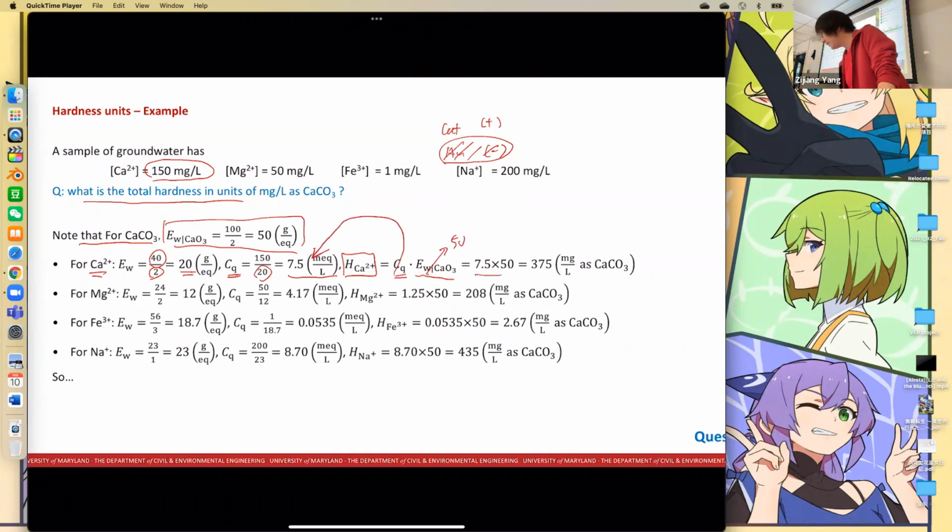So we just plug the number in this equation, we can get the hardness. The hardness contributed by calcium equals this one. And similarly, for magnesium, it also has 2 charges. The only difference is that the atomic weight or the elemental weight of magnesium is 24. So we just use a different value, and then we can get the hardness that is contributed by magnesium, which is this value.